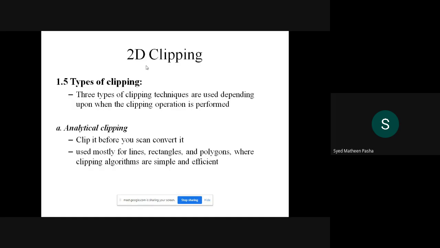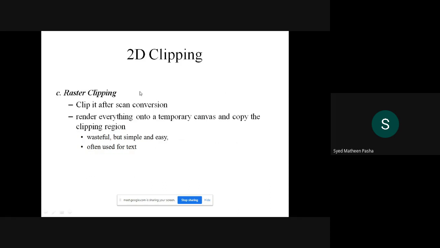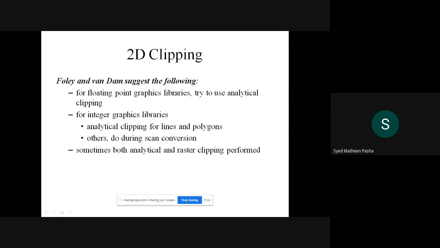We started with module 3. What did we study in the previous class? We studied 2D clipping, right? Once we completed the definition as well as explanation of clipping, we saw types of clipping, where we studied analytical clipping, scissoring, as well as raster clipping. So these are the three types of clipping we saw in the clipping part.